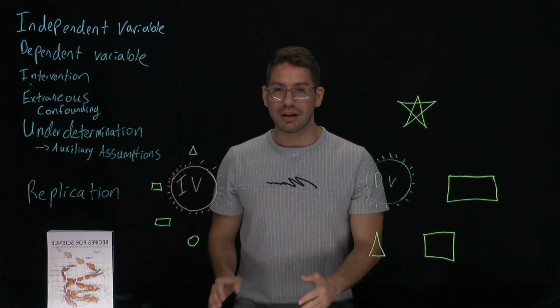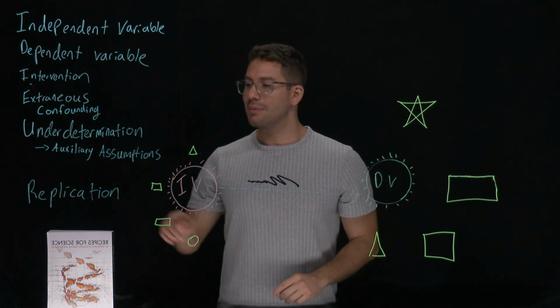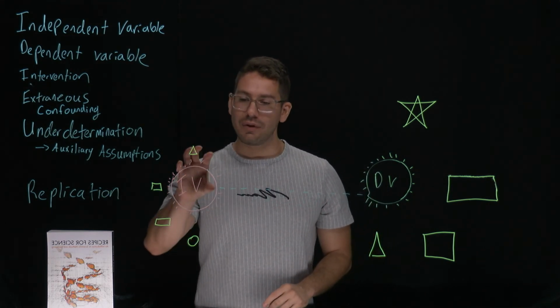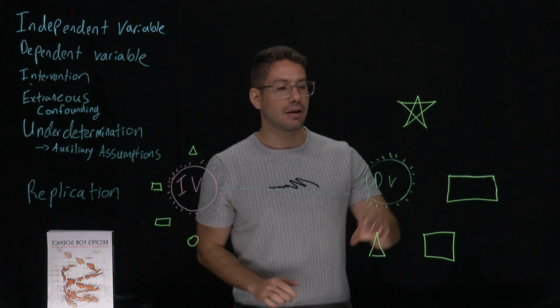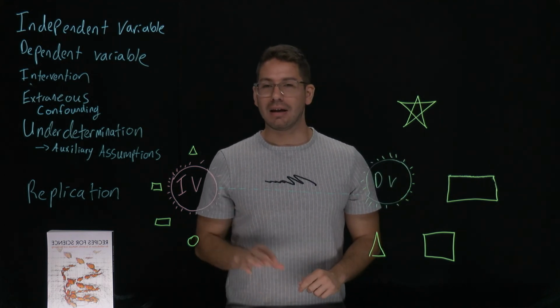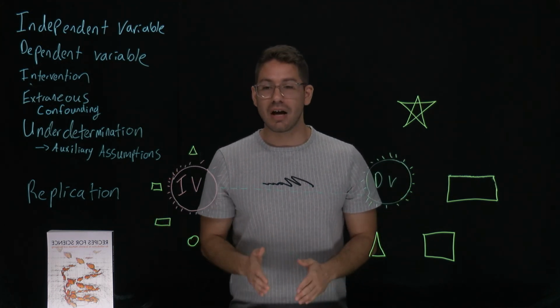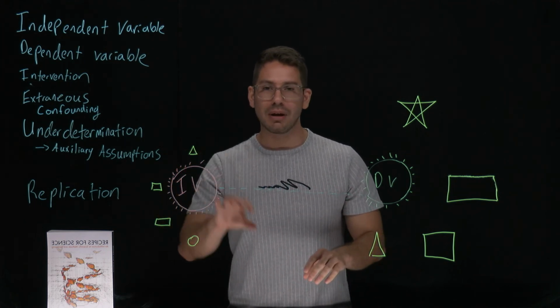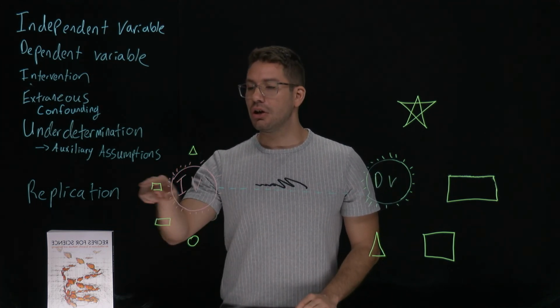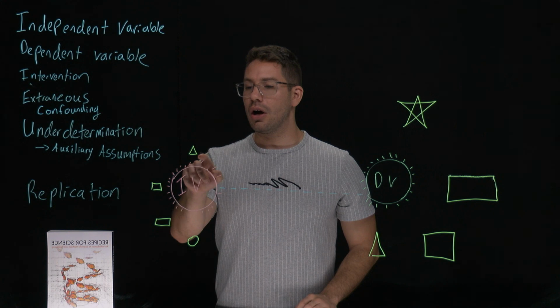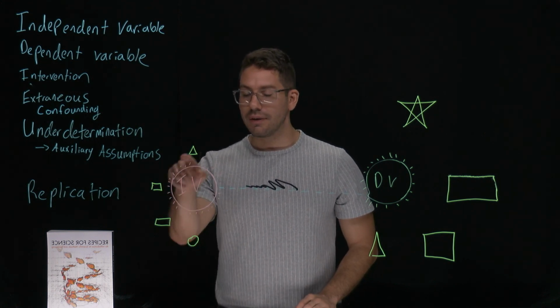One way to try to deal with the underdetermination problem is by replication. So if every time I have wiggled the pink, I get a wiggle in the green, and I'm able to replicate this many times, and it's not just me, other people are able to replicate this phenomenon, then there's good reason to rule out your auxiliary assumptions or your extraneous variables.